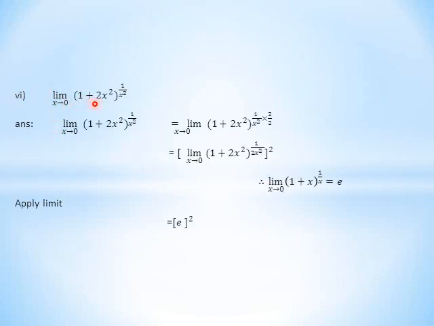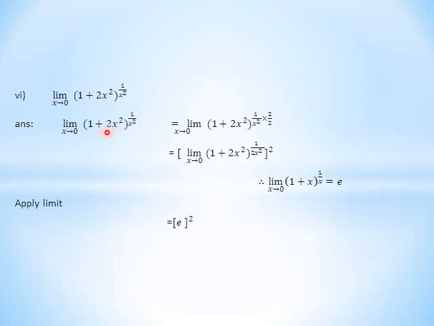Now the sixth part: (1 plus 2x square) whole power 1 upon x square. Remember again, the concept: it should be 2x square as well. Now look at this. Limit x tends to 0, not infinity. Limit x tends to 0 of (1 plus x) raised to the power 1 upon x is equal to e. This is the theorem. Here we have (1 plus 2x square) to the 1 upon x square.